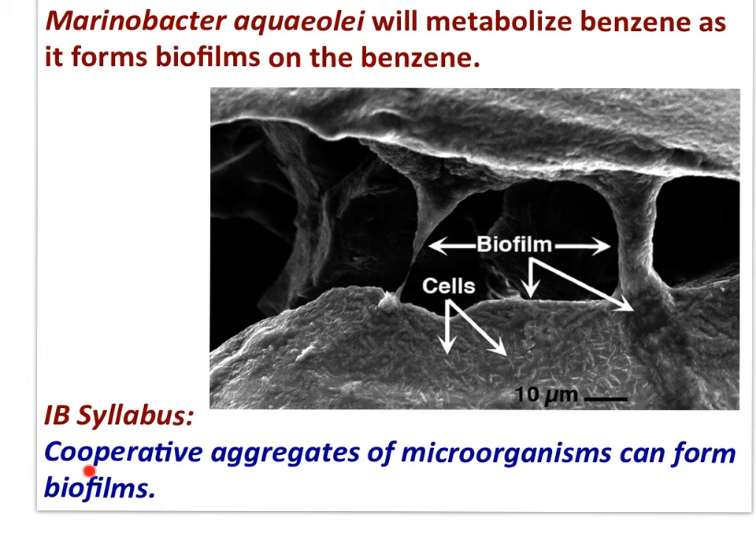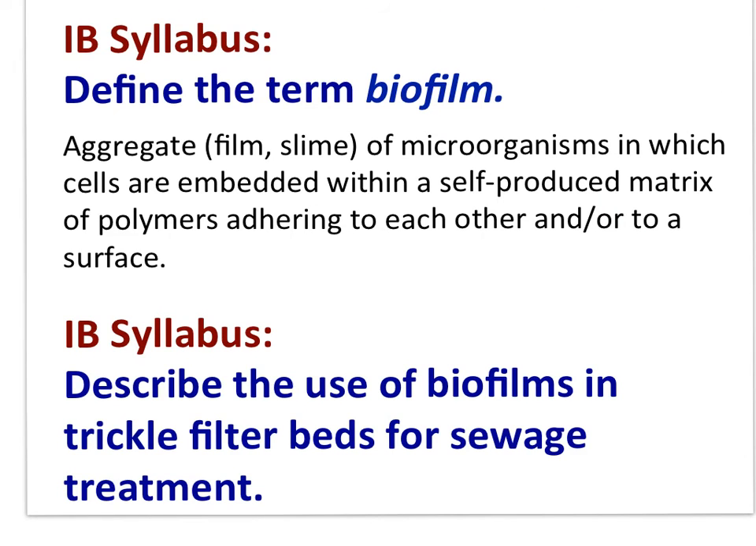IB syllabus statement: cooperative aggregates of microorganisms can form biofilms. So let's define biofilms just for the record. It's an aggregate, film, or slime of microorganisms in which cells are embedded within a self-produced matrix of polymers adhering to each other and/or to a surface. And that brings us to this IB syllabus statement that will be part of Option B, Part 6, the next movie. But as I've introduced biofilms in this movie, let me introduce the statement here. Describe the use of biofilms in trickle filter beds for sewage treatment.